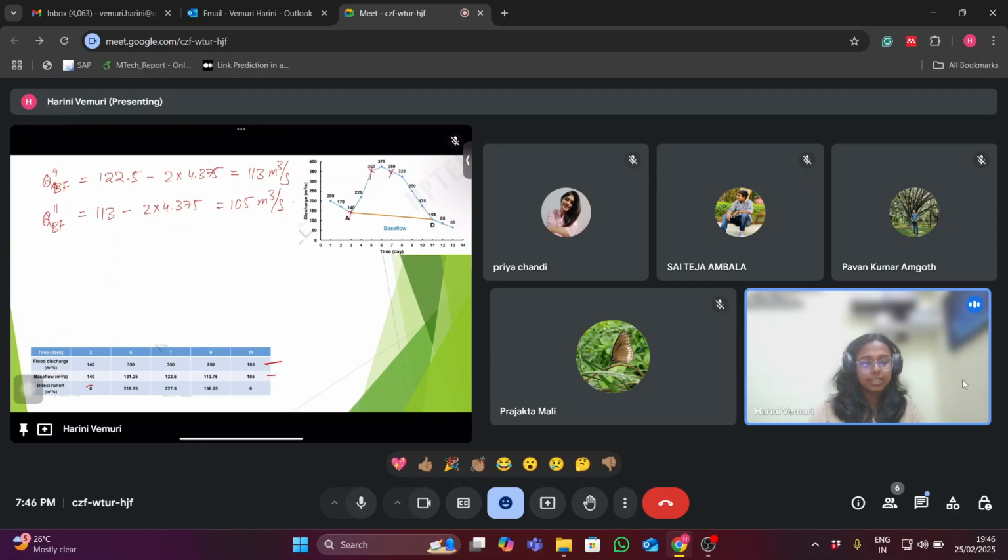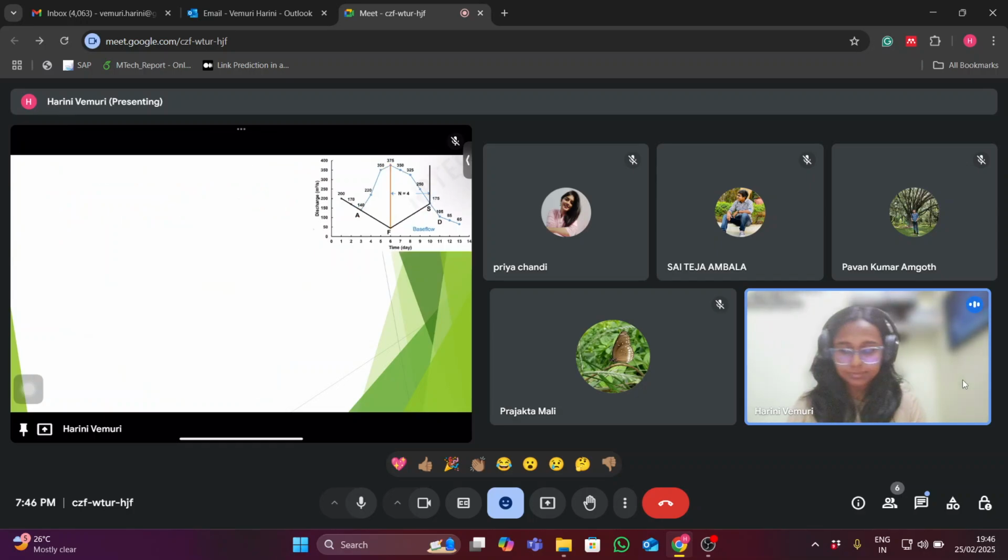You can see that initially the values are always zero, because at this point the base flow is equal to the flood hydrograph, and at this point also the base flow is equal to the flood hydrograph. That's why we are getting zero values.